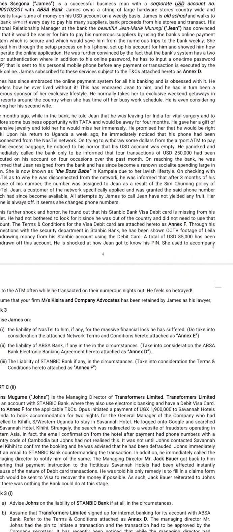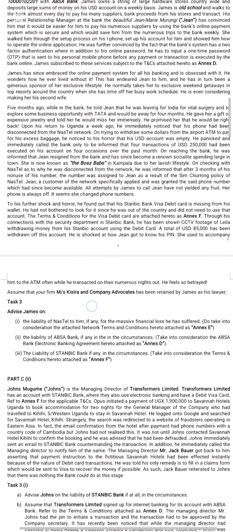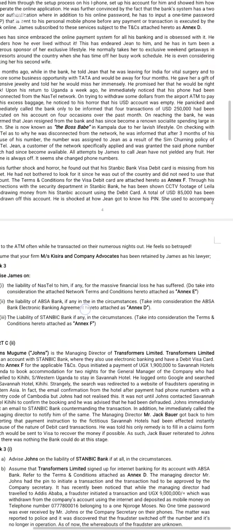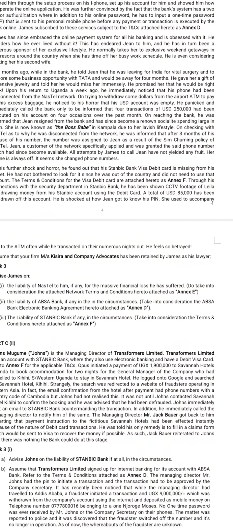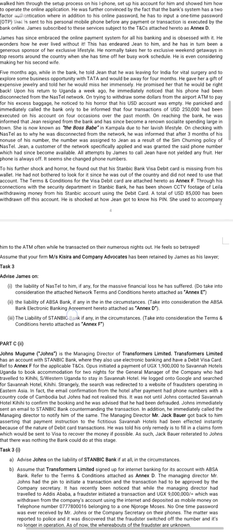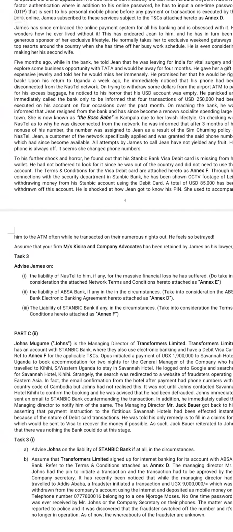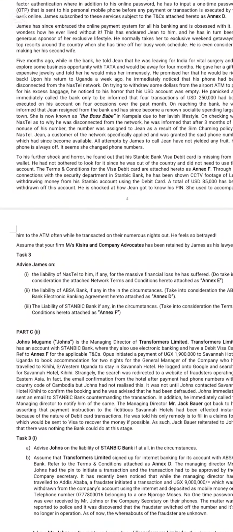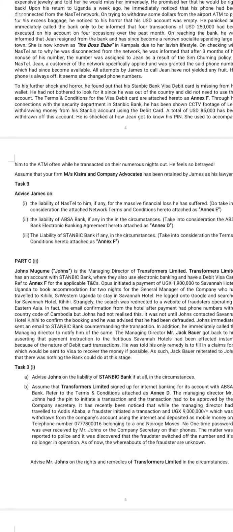This has endeared Jean to him, and he has in turn been a generous sponsor of her exclusive lifestyle. 5 months ago, while in the bank, he told Jean that he was leaving for India for virtual surgery and to explore some business opportunities with Tata, and would be away for 4 months. He gave her a gift of expensive jewelry and told her he would miss her immensely.